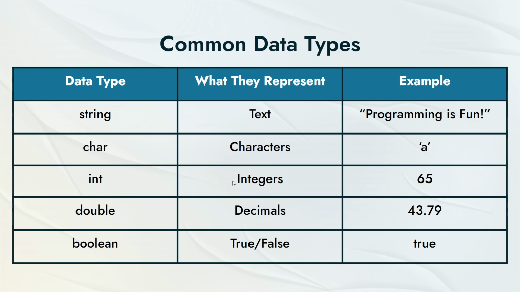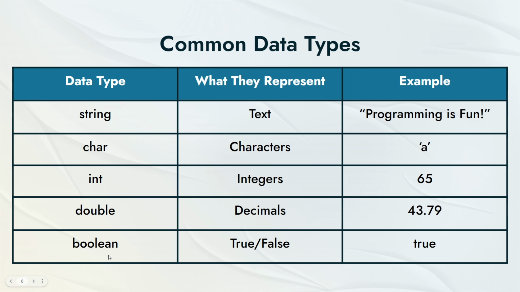Also, int is an integer, so it can be negative or positive. I just chose a positive example. 65 is an integer, or 457 is an integer. So any number that is not a decimal is an integer. So as humans, we may look at decimals and whole numbers as still numbers. However, Java and most other coding languages view them as completely different data types. So a double is basically a decimal value. So 43.79 is a double because it is a decimal and it is not a whole number.